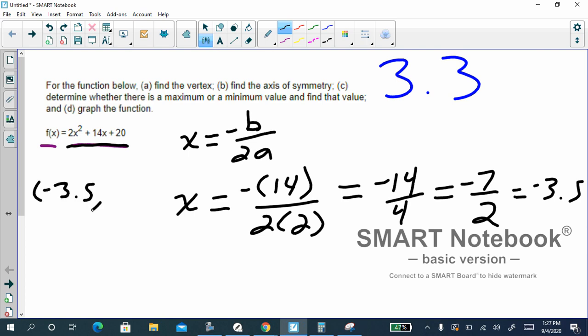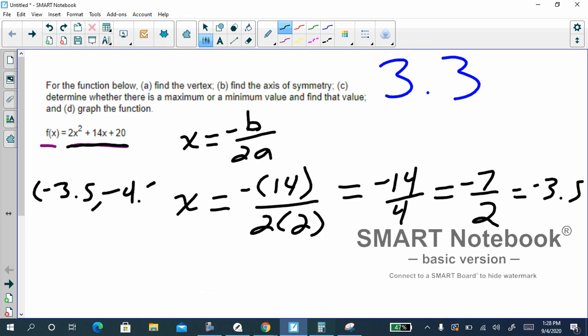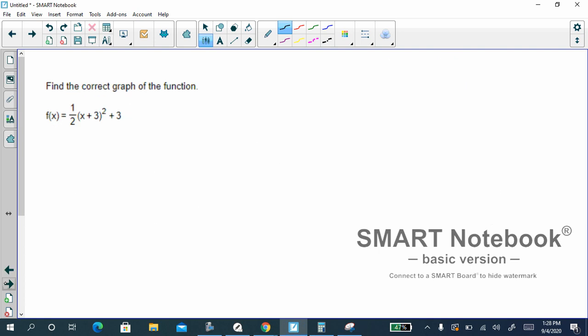So we can take that value and substitute into our function and get the corresponding y. Anytime you know an x, plug it into your formula and it'll tell you y. So the function is 2 times our x, where x is negative 3.5, squared. And then we're going to add the result of 14 times x. So parenthesis, 14 times negative 3.5, plus 20. So we get negative 4.5. So that's our vertex.